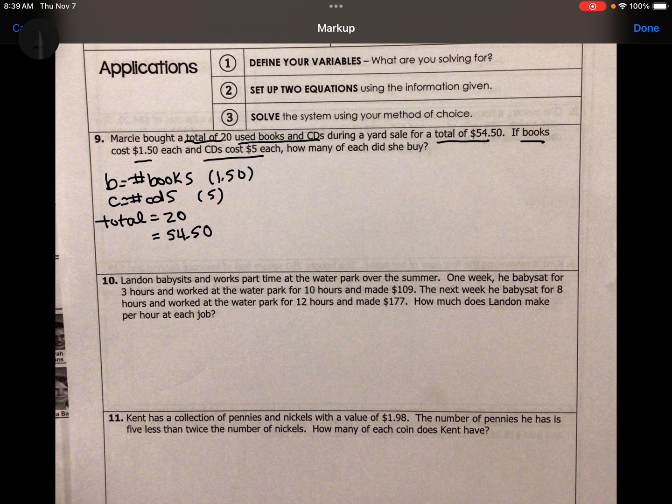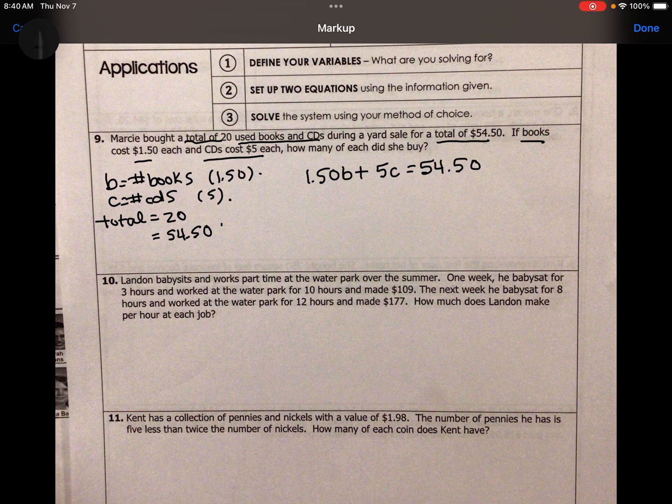All right, so what we have to do now is we have to use that information to create our two equations. All right, so let's see. So I have money here, here, and here. So $1.50 for each book is going to be $1.50 B plus $5 for CD, so that's 5C equals the total amount of money spent, which is $54.50.